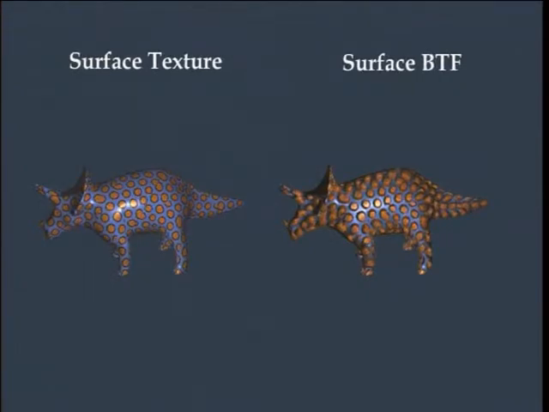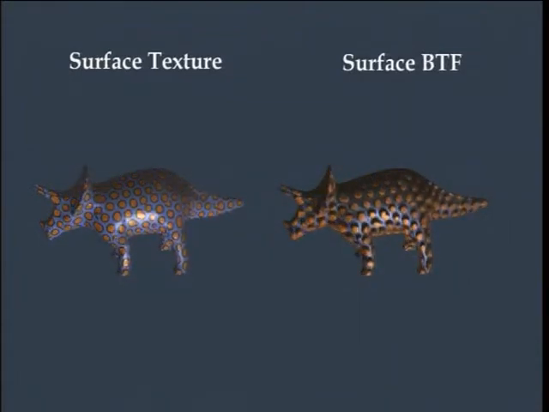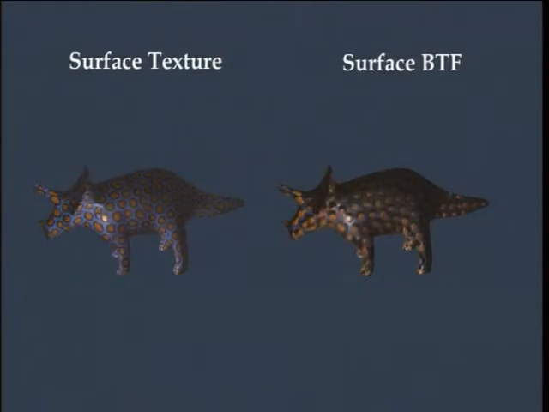Our algorithm takes a sample BTF and a surface as input and synthesizes a BTF on the surface. Here we compare a surface texture with a surface BTF. The texture looks flat and unrealistic because it does not capture the shading effect caused by the local geometry details.